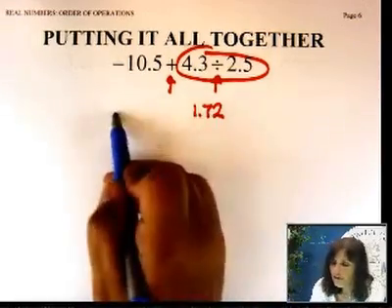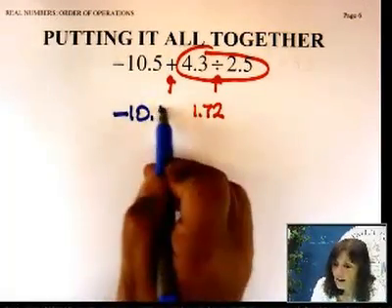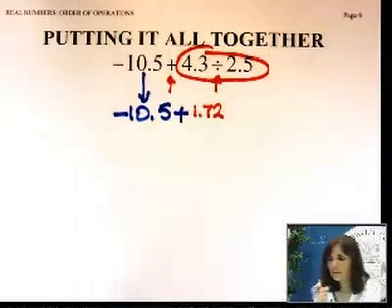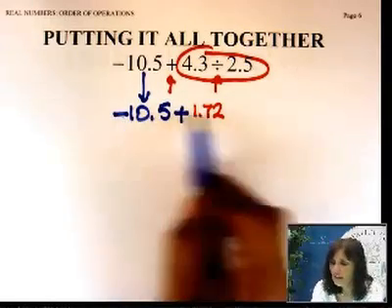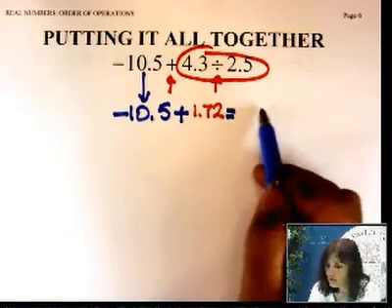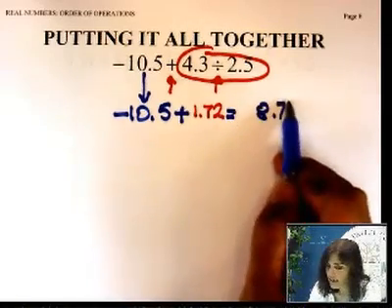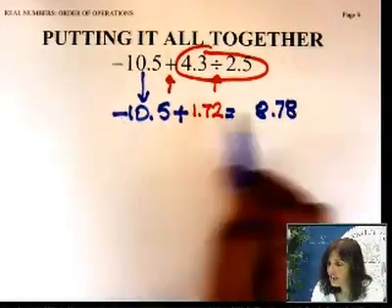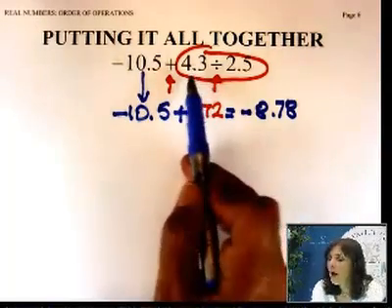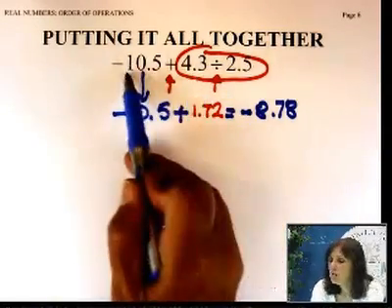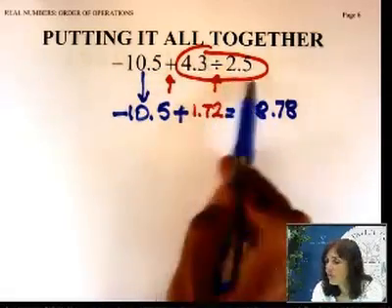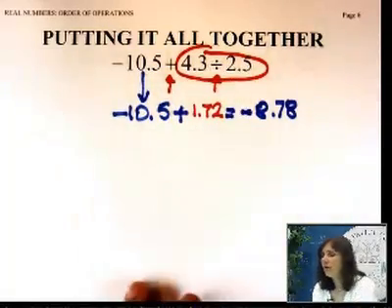And rewrite what I had before. So I have negative 10.5, which comes from here, and then there's a plus in front of it. Now I can do this negative 10.5 plus 1.72, so the difference is 8.78. And since this is negative, it's going to end up with a negative. But remember, you may have a tendency to add first and then divide. That's not what you're going to do. You're going to divide first and then do the addition.